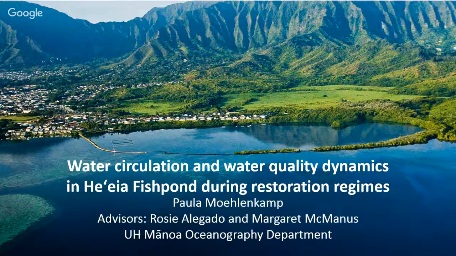So today I'm going to talk about water circulation and water quality dynamics in Heʻeia Fishpond during restoration regimes. I'm doing this research at the Department of Oceanography at the University of Hawaii at Mānoa. In this picture you can see Heʻeia Fishpond, which is located at the terminus of the Heʻeia watershed on the windward side of Oahu in Kaneohe Bay.